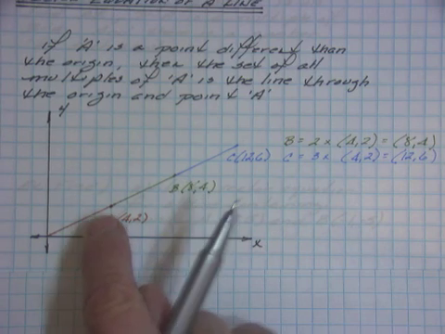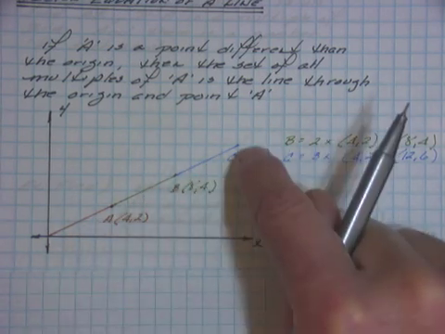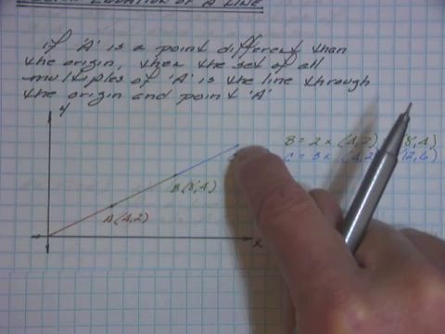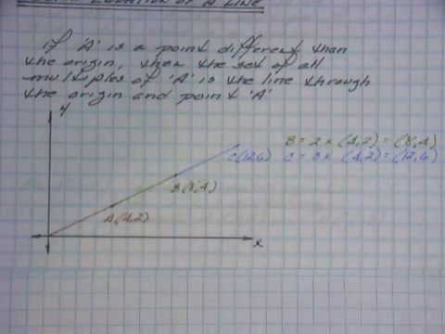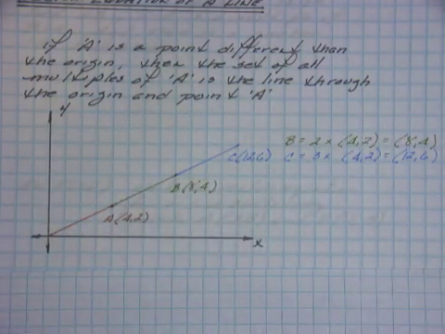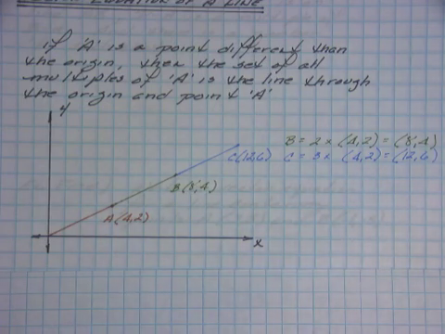So if A is a point different than the origin, then the set of all points that are multiples of A create a line that goes through the origin. All right? Simple concept. Let's build on it.